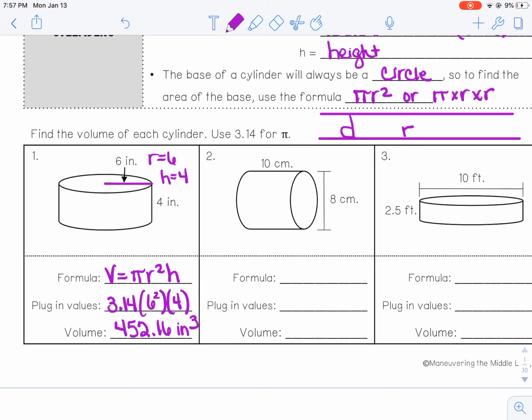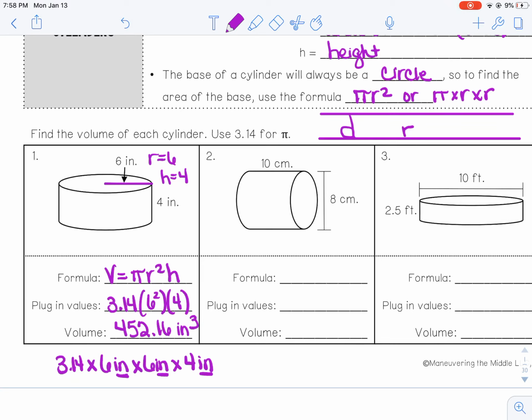Now, where does the cubic inches come from? Remember what I said earlier, it's three-dimensional. So we have 3.14 for pi, and we're going to multiply that times 6 inches, times 6 inches, times 4 inches. So you have inches times inches times inches. Those are your three dimensions. All right, let's take a look at number 2.